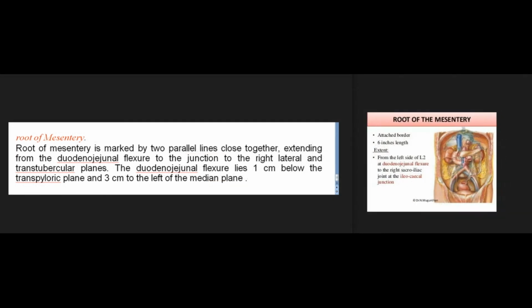Root of mesentery. The root of the mesentery is marked by two parallel lines close together, extending from the duodenojejunal flexure to the junction of the right lateral and transtubercular planes. The duodenojejunal flexure lies 1 cm below the transpyloric plane and 3 cm to the left of the median plane.